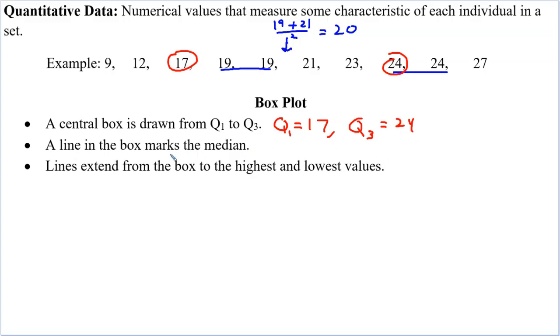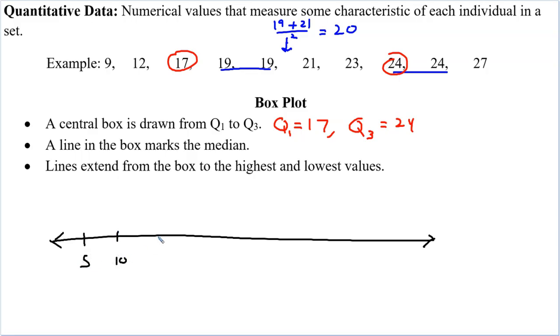We'd also make a line in the box that marks the median, and then lines extend from the box to highlight the highest and lowest values. Those would be my whiskers if you want to talk about a box and whisker plot. All right, so drawing a box plot for this, what we do is make a number line. And for this one, 9 to 27, we could start at 5 and count by, let's say, 5s. So we could say 5, 10, 15, 20, 25, 30.